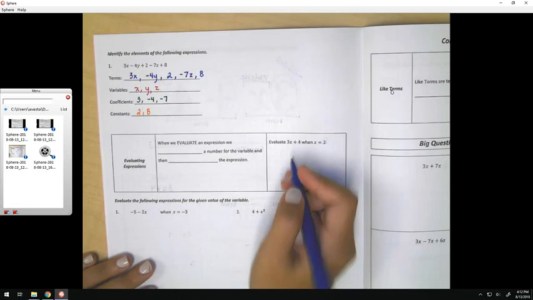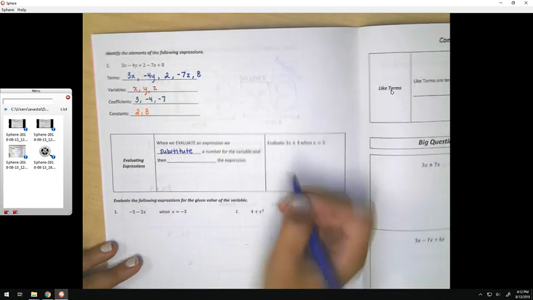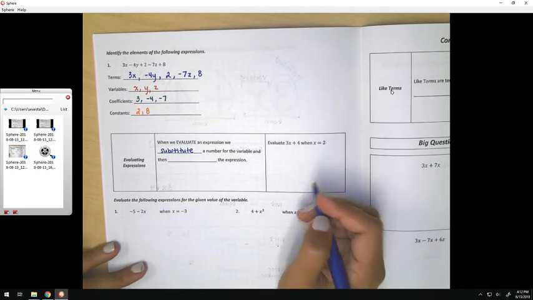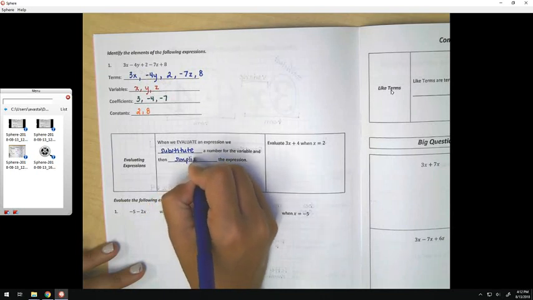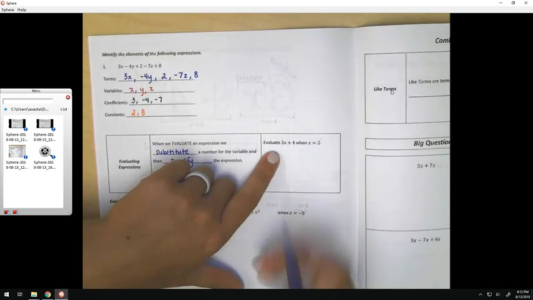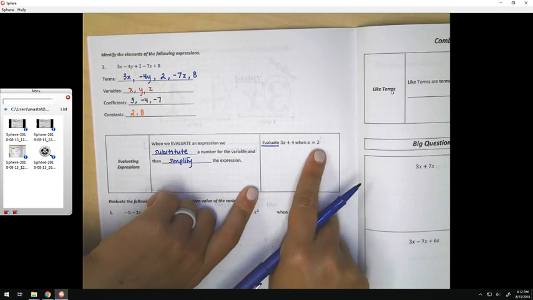Finally, we're going to talk about evaluating an expression. When we evaluate an expression, we substitute a number for the variable, and then simplify the expression. So for example, these directions say evaluate 3x plus 4 when x is 2.